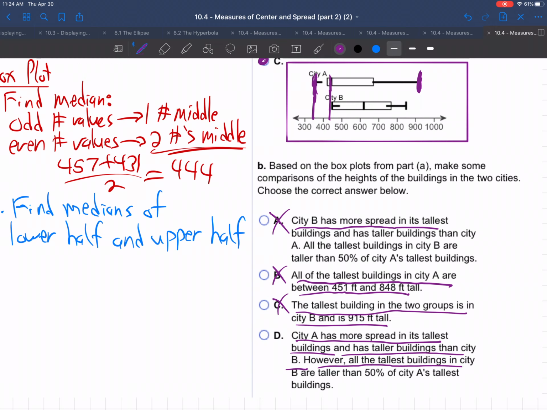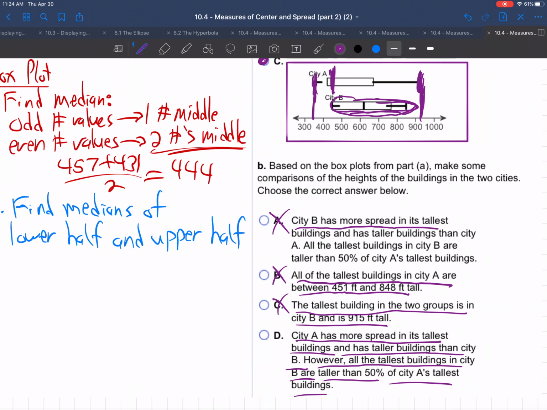However, all of the tallest buildings in City B are taller than 50% of City A's. So all of the buildings in City B are higher than 50%. Yeah, because this is the 50% line for A. Do you see that? Let me erase this, make it more clear. Right, this right here is the middle for City A. It's the middle, and all of B is taller than the middle half of those in City A. Even though City A goes up to an overall higher and has a bigger spread, all of City B is above the halfway point in City A, is above half of the buildings in City A.